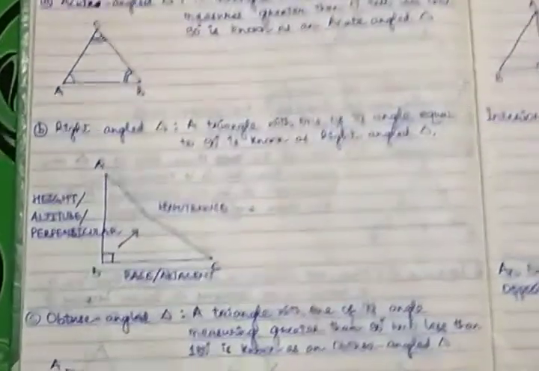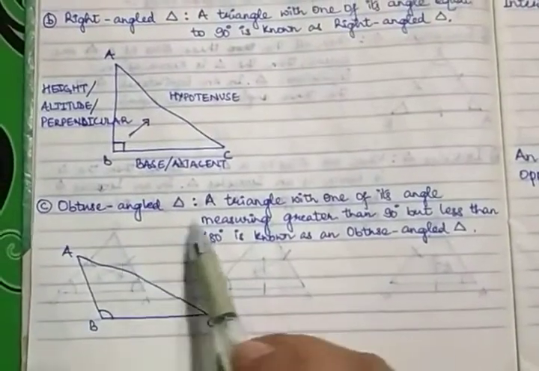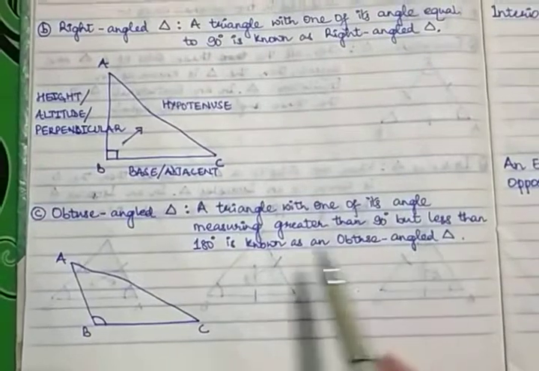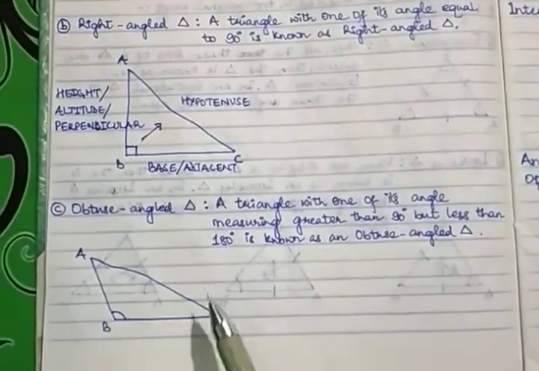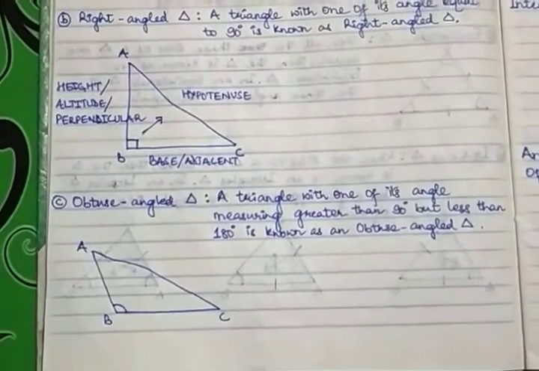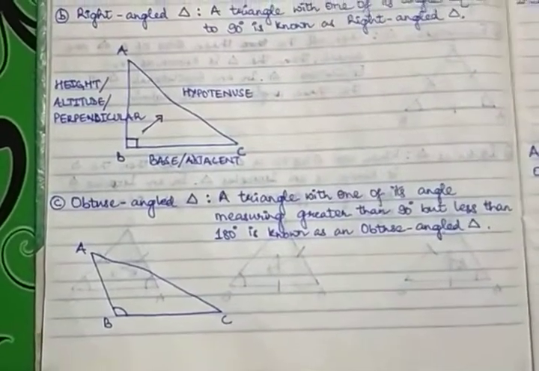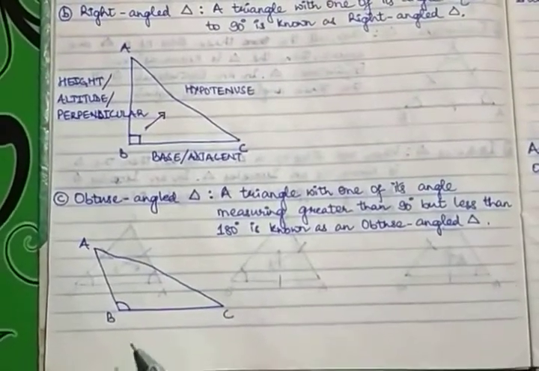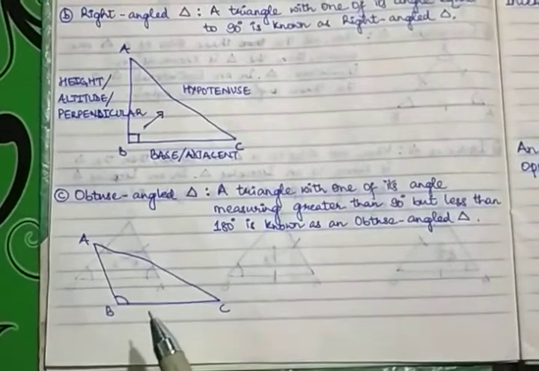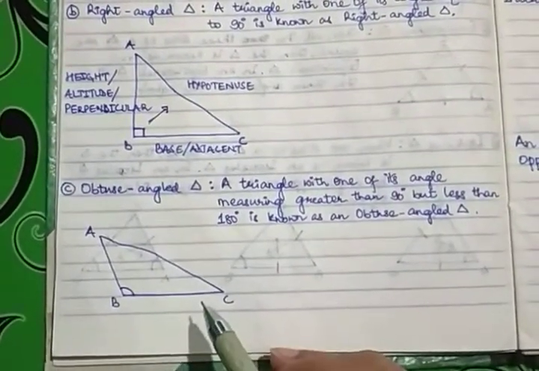Okay, and after that comes an obtuse angle triangle. An obtuse angle triangle is a triangle with one of its angles measuring greater than 90 degrees but less than 180 degrees. Okay, so this is how an obtuse angle triangle looks. As I've already said, those who couldn't figure out obtuse, acute angles and all, please refer to that video from class 7.